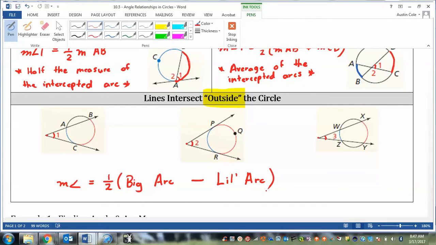Okay, and what I mean by big arc, and guys, you can keep it. I'm going to write that in blue. You don't need to erase it. I'm going to write it in blue to help.